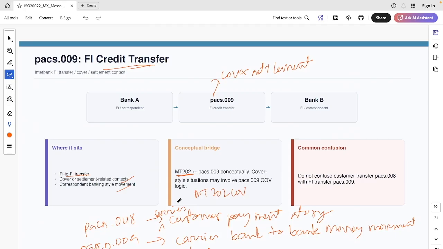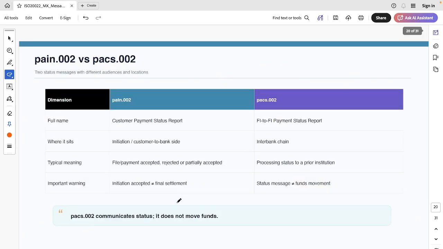Okay, now let us clear up a very common confusion between pain.002 and pacs.002. Both pain.002 and pacs.002 are status messages, but they are used in different locations and for different audiences. This distinction is very important in projects and interviews.